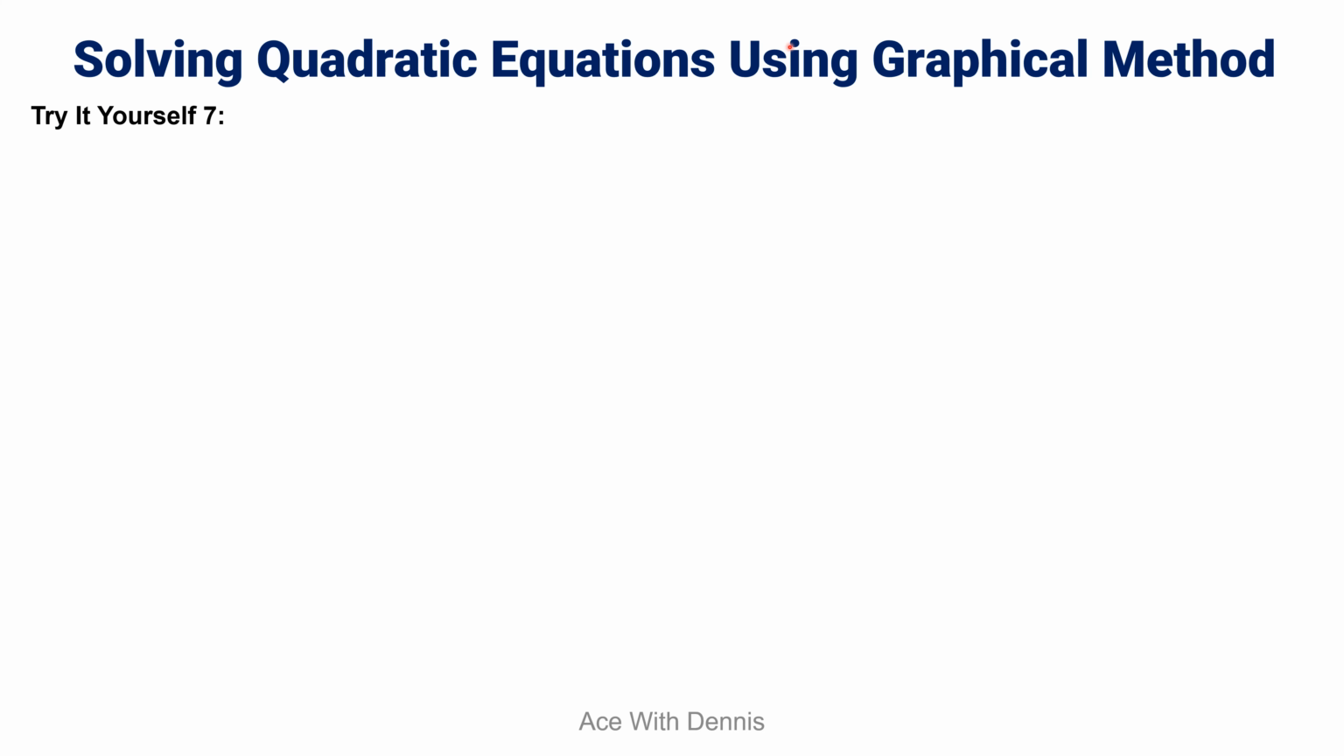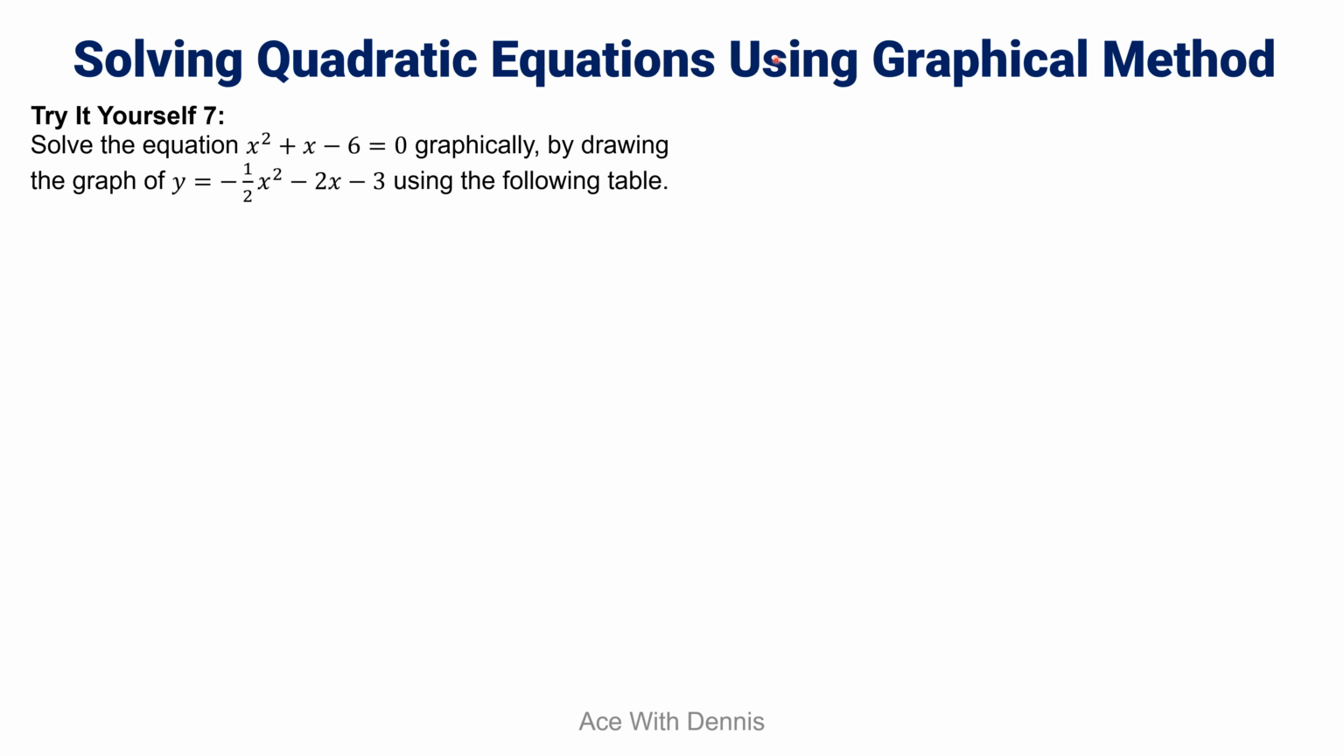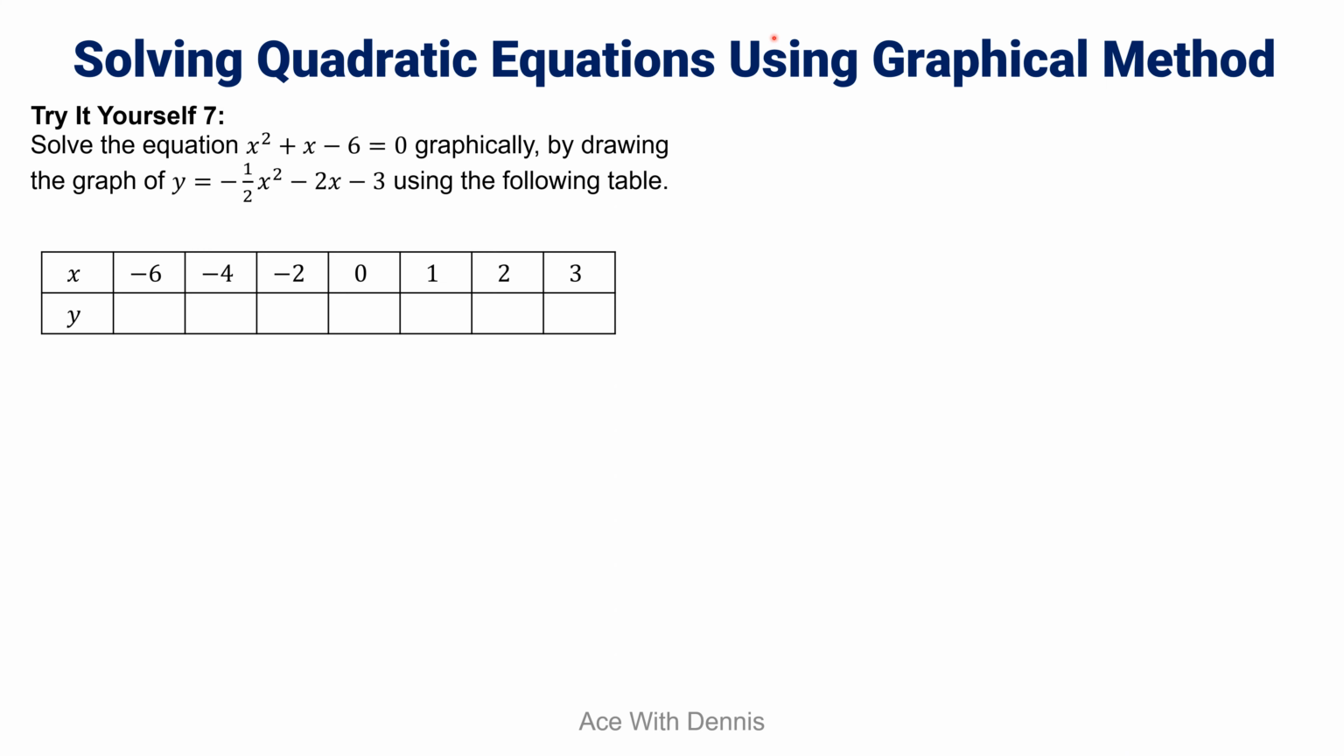Alright, so now let's try this example yourself. Solve the equation x squared plus x minus 6 equals 0 graphically by drawing the graph of y equals negative half x squared minus 2x minus 3 using the following table. So here is the table. You can pause the video and try to solve it yourself.